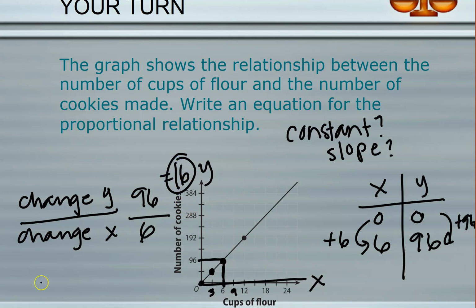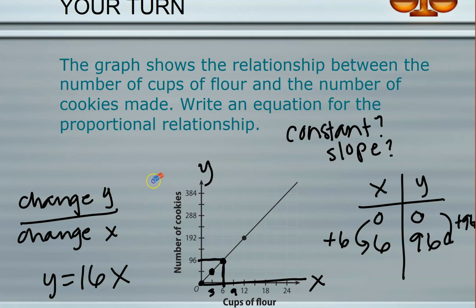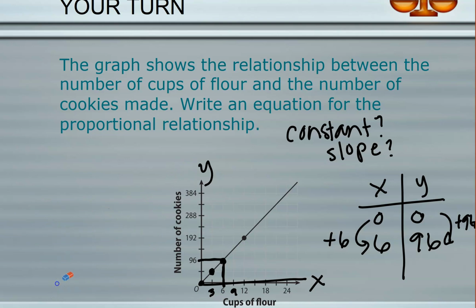Again, how do I write my equation? Y equals 16x. And you can always double check on the calculator. So let's go ahead and check. So we can do that. Let me go ahead and erase everything so you don't get confused. And let me just leave the 2 points.